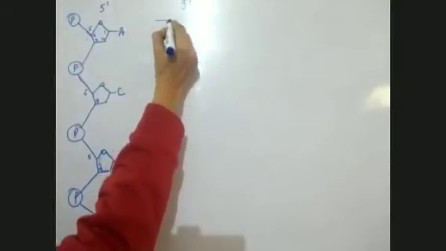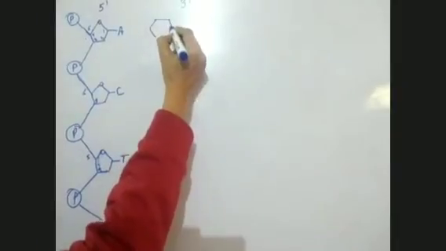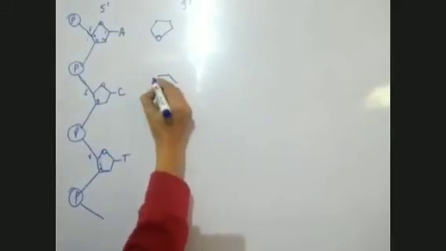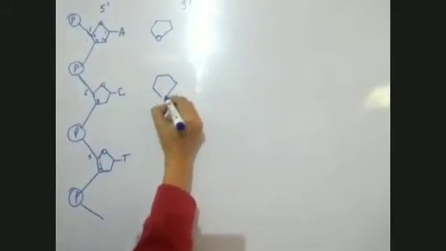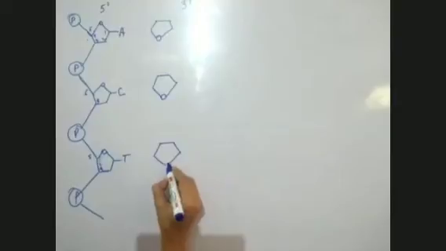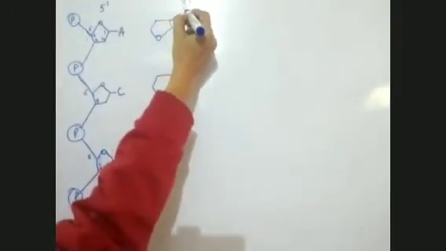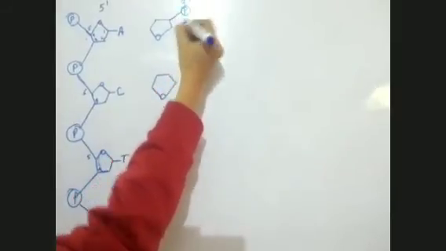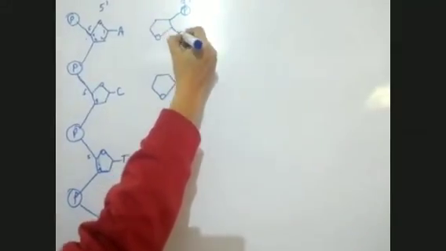Now here, 3', so another pentose sugar is inverted. We have an inverted pentose sugar. Here again we will have an inverted pentose sugar. I'll make all the inverted pentose sugars first. Here again I'll have an inverted pentose sugar, and again an inverted pentose sugar. So to the 3' the phosphate is attached. Then another one, the 5' one.